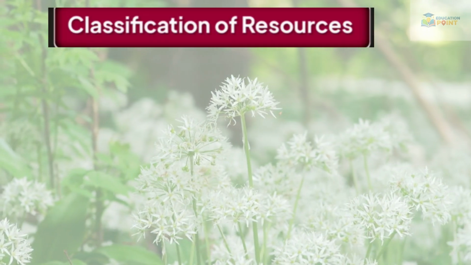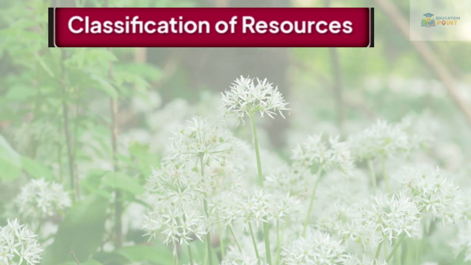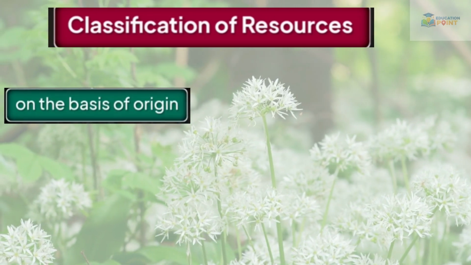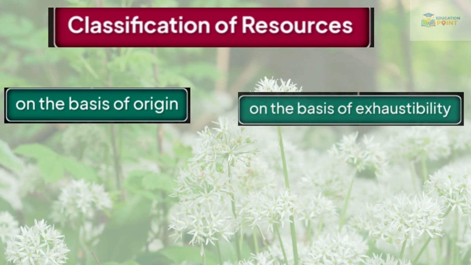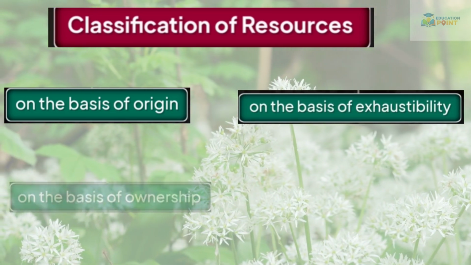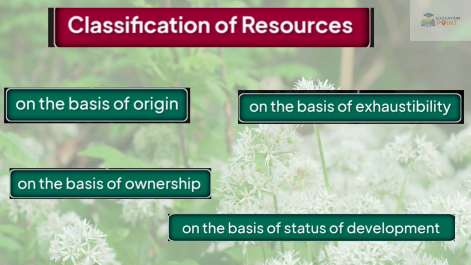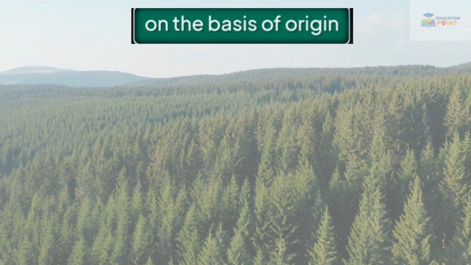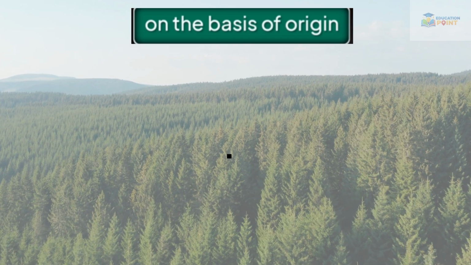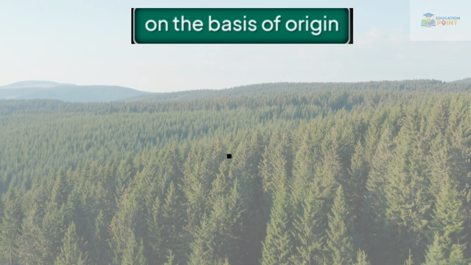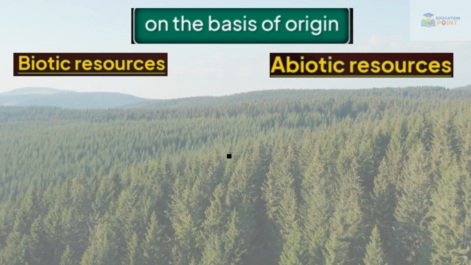Classification of resources. The resources are classified into 4 categories: on the basis of origin, on the basis of exhaustibility, on the basis of ownership, and on the basis of status and development. First we will study on the basis of origin. It has 2 types of resources, biotic resources and abiotic resources.